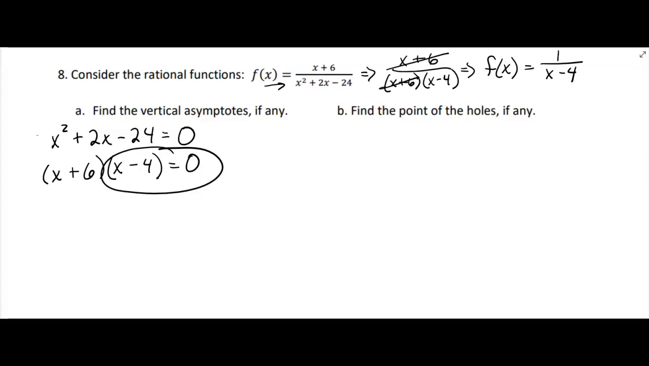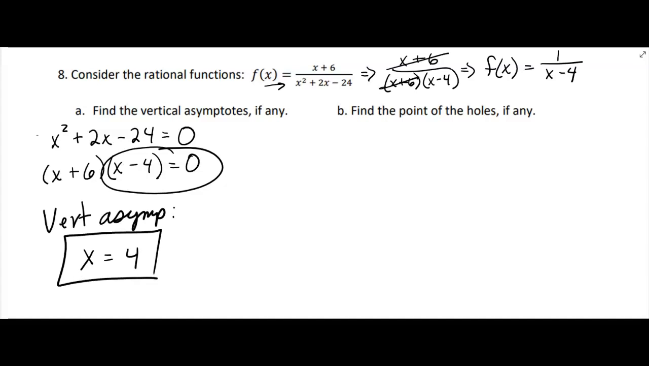And so for the vertical asymptotes, that's part A here. I just usually abbreviate it. You're supposed to write it as an equation, x equals 4. So you only have one vertical asymptote. Now, you might still be saying, but what about that x plus 6? I was going to put x equals -6 as a vertical asymptote. No, because it cancels, it becomes a hole.